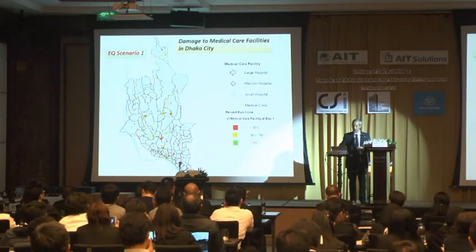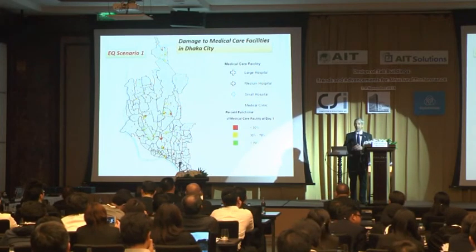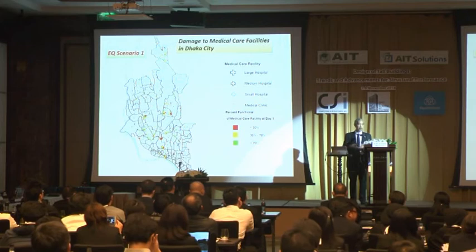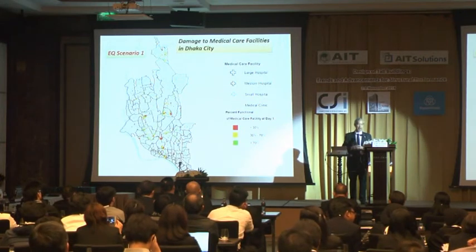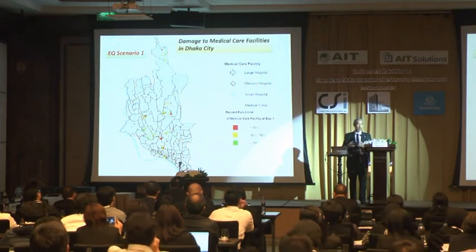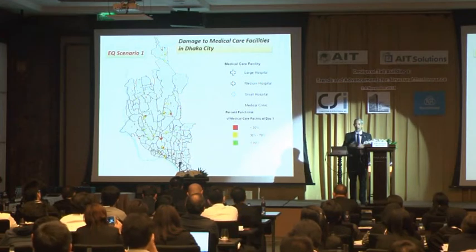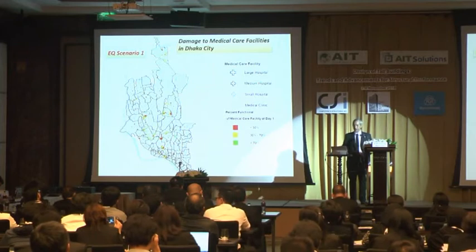Some of them in the red color means they will not be functional as medical facility. Hospital, we cannot use them. But if it's still in the green color, still functional. Okay? So by this, we can estimate that during the emergency situation right after the earthquake, what will be our capacity to handle this situation.